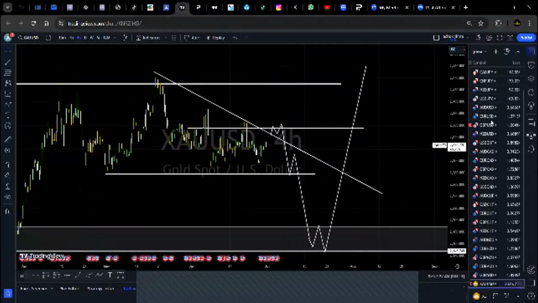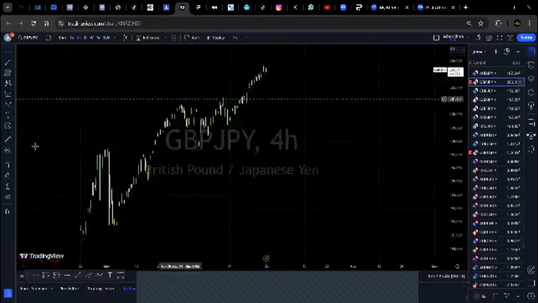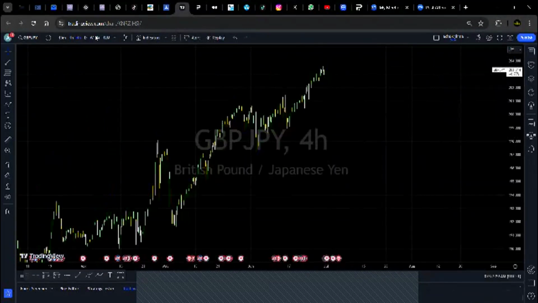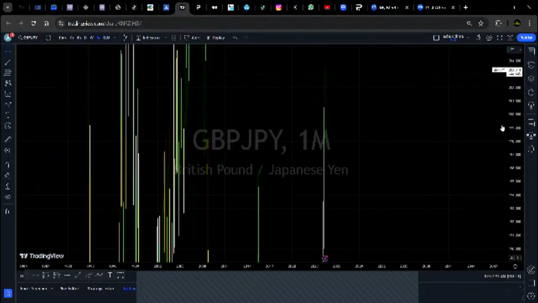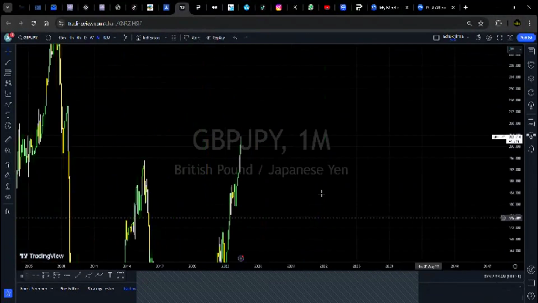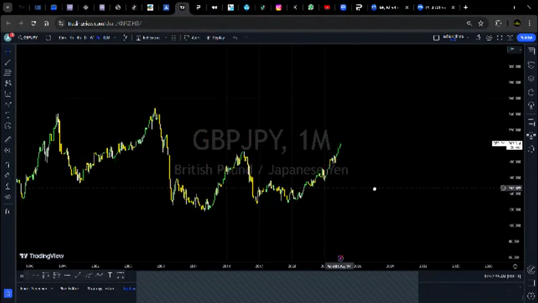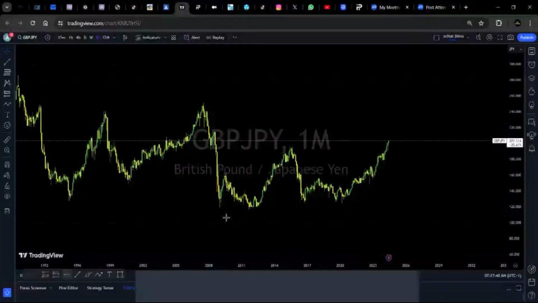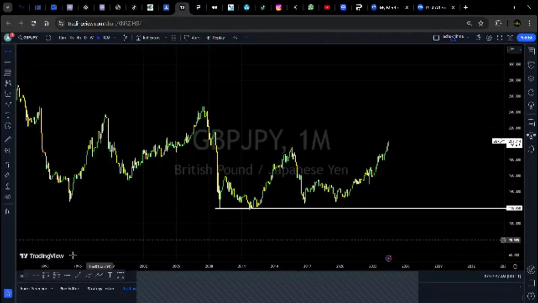And then going on to the next pair, which is GJ. So we want to also understand the pound yen from a bigger perspective in order for us to be able to trade it. So looking at it from the daily, from the monthly time frame, all you have to do is mark your lows. So this is our low.